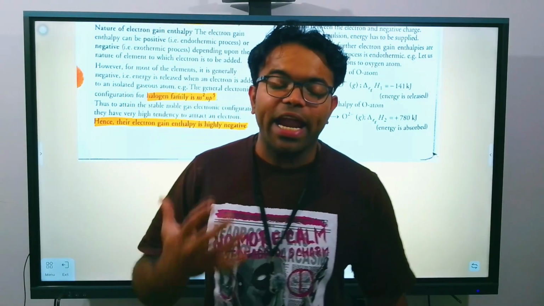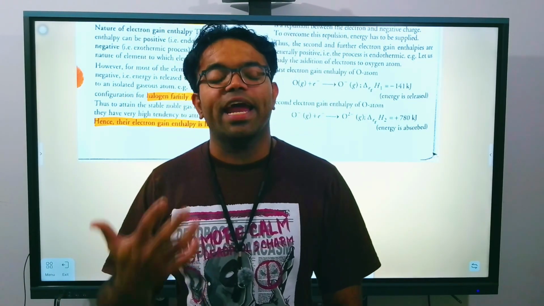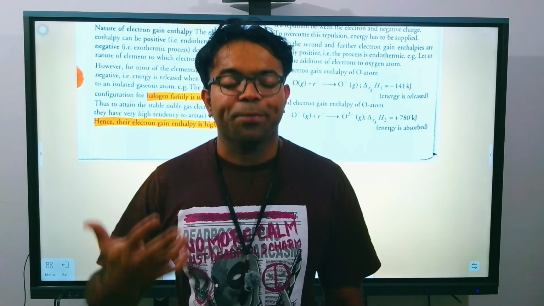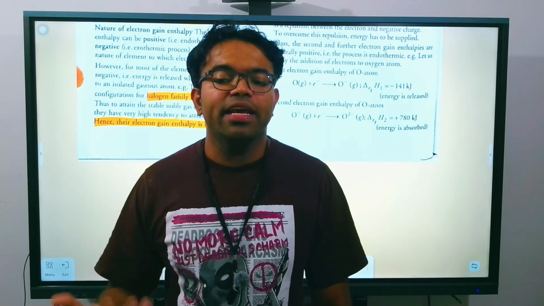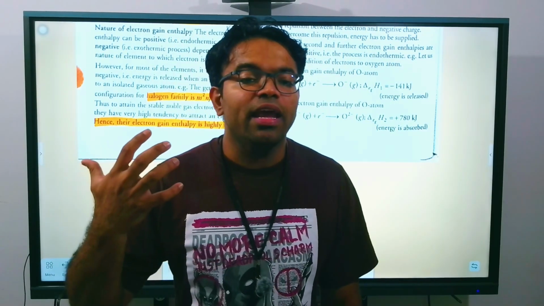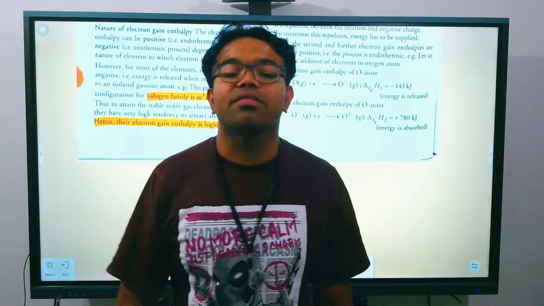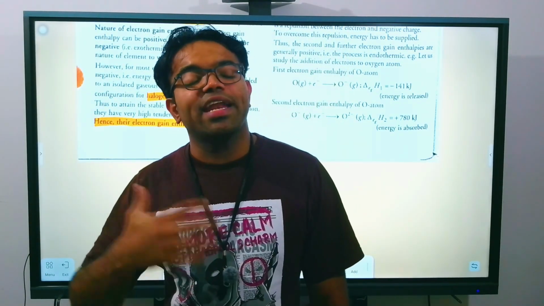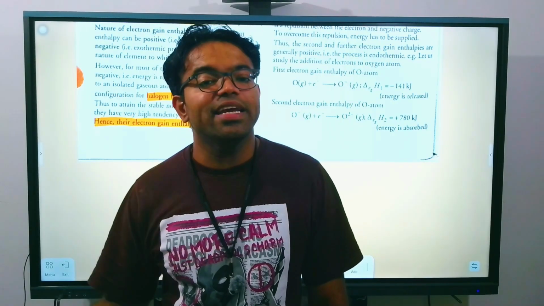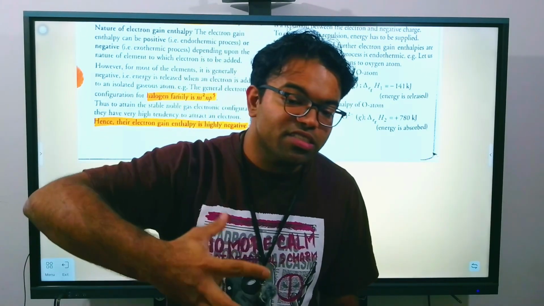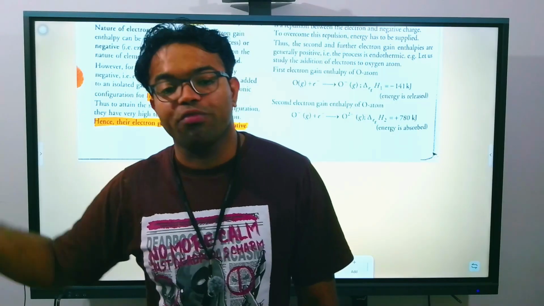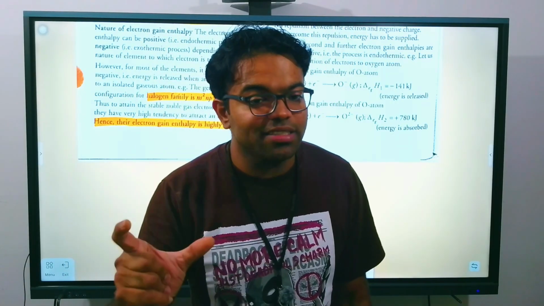Now, for an endothermic process, the enthalpy will be positive because the system is gaining heat from the surroundings. For an exothermic process, the enthalpy will be negative because the system is losing energy in the form of heat. Did you understand these two lines?